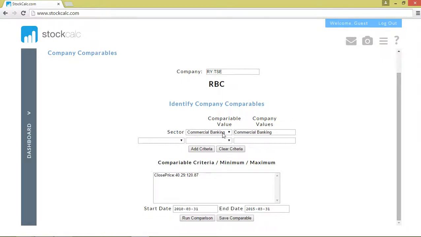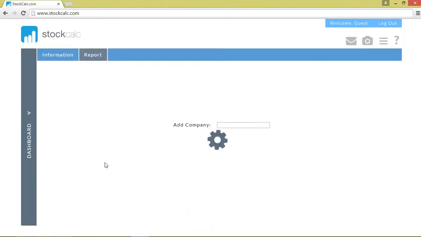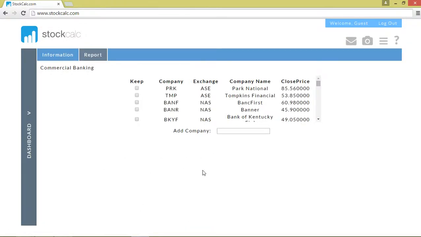So we're selecting companies in the commercial banking sector with this close price range of $40 to $120. We will narrow the dates over the last 12 months and run this comparison. At times this can take a few seconds to load the data due to the volume that's involved.